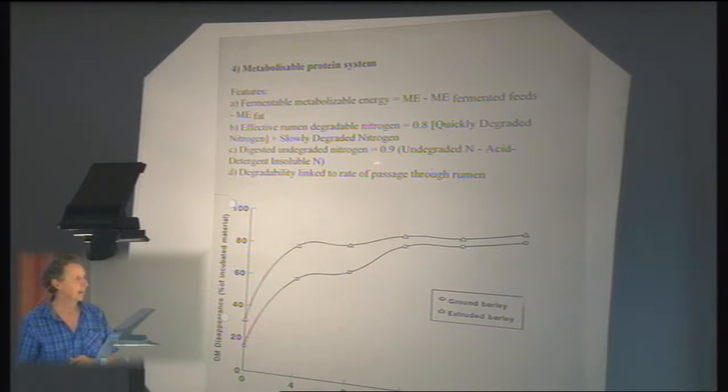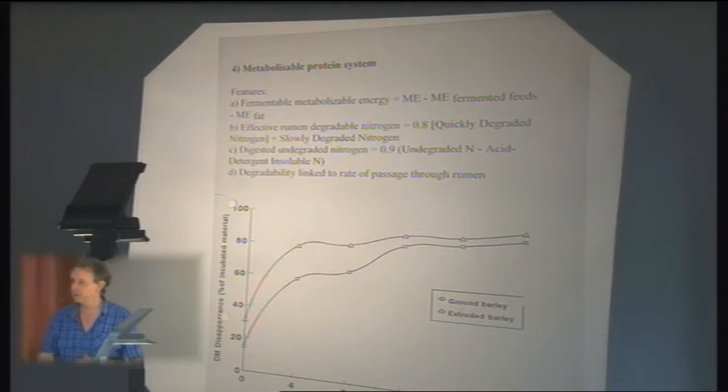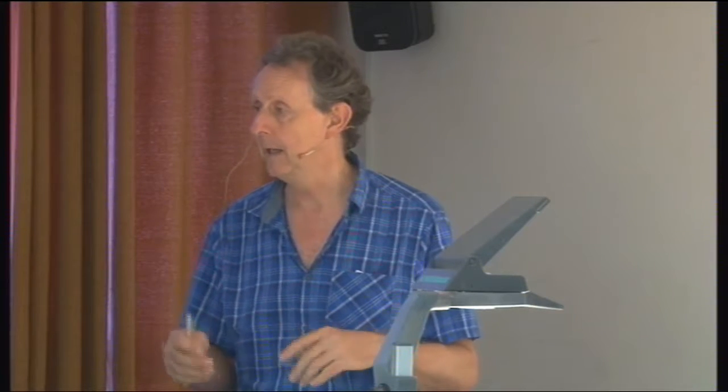And it says that from that undegraded nitrogen, we have to take away the acid detergent insoluble nitrogen, nitrogen which is insoluble, which will not be digested at all, and goes straight through the animal. In some products, like the brewer's grains, you can have a lot of acid detergent insoluble nitrogen. If it's overheated in particular, if it's gone a brown color, then you're going to get a lot of waste of the nitrogen. It may look all right. Okay, so that's the theory of the metabolizable protein system.